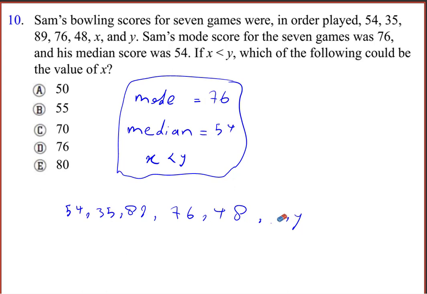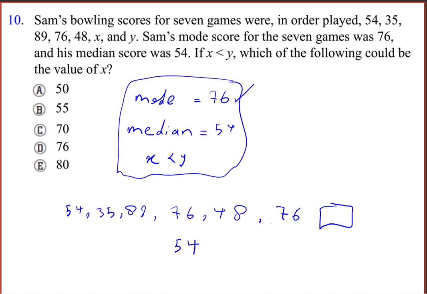So let me erase X and Y. So we know that we have another 76, okay, and we have another number, X or Y. One of them would be 76. The other one we don't know. We find out one of them. It can be X or Y, but it is 76. Now we use this information, the mode, and the median is 54. So if we order the numbers from the smallest one to the biggest one, the middle one is 54.